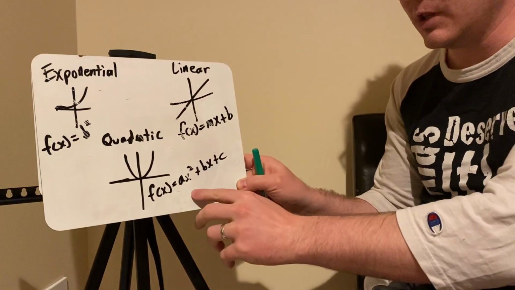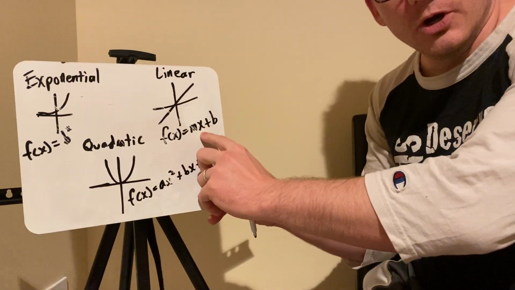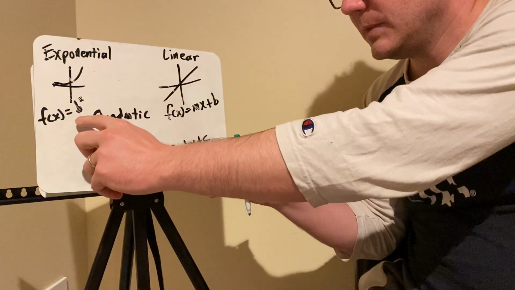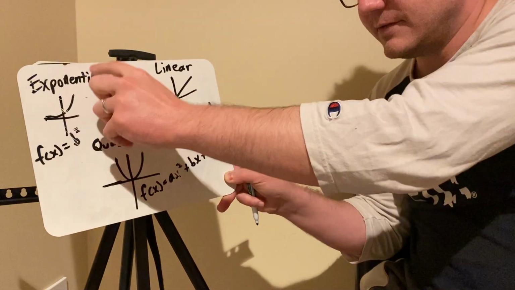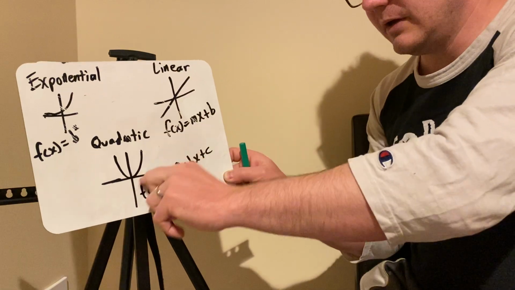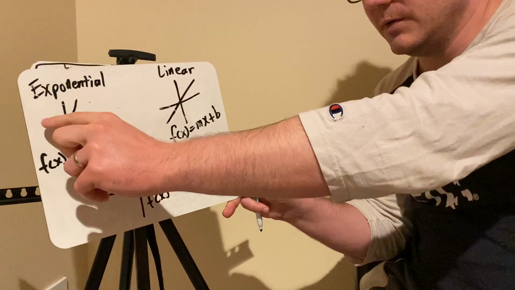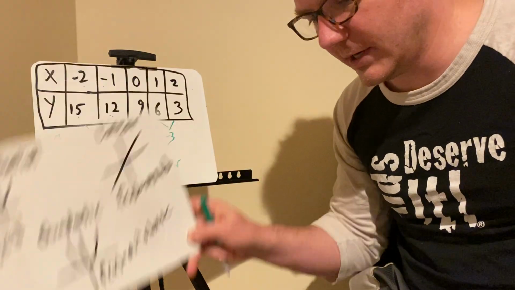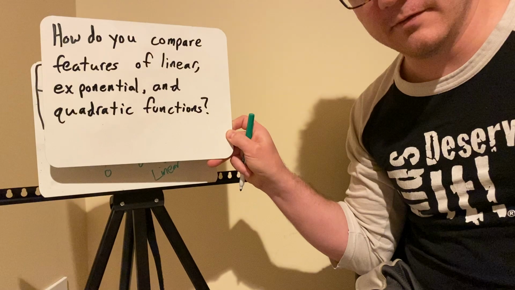A key thing to remember too is their graphs, what their functions look like. x squared is quadratic, x with no exponent is linear, b, or some number to the x, is exponential. Your graphs look different as well. You have your parabola for quadratics, a straight line for linear, and exponential is curved as well, but has a different shape compared to quadratic. How do you compare features of linear, exponential, and quadratic functions?